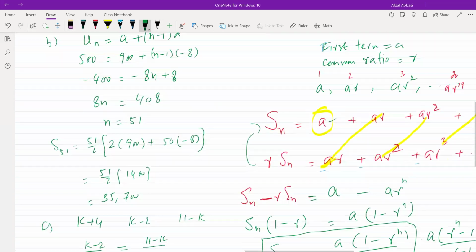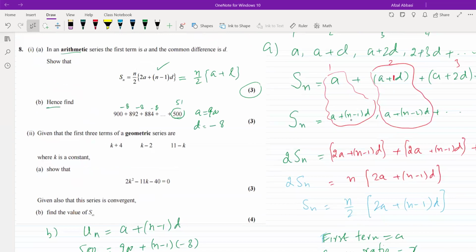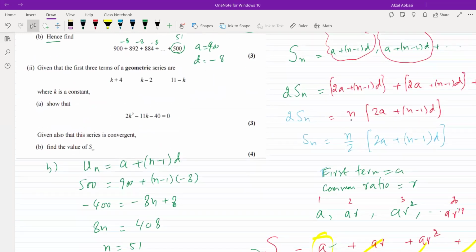Okay, so the next part is show that this is, and given also that this series is convergent. Find the value of S in sum to infinity. So convergent means we can find the sum to infinity, and that is possible only when the absolute value of r will be less than 1. That means the value of r will be between minus 1 and 1. If it is a convergent geometric series, then the value of r will be between minus 1 and 1.